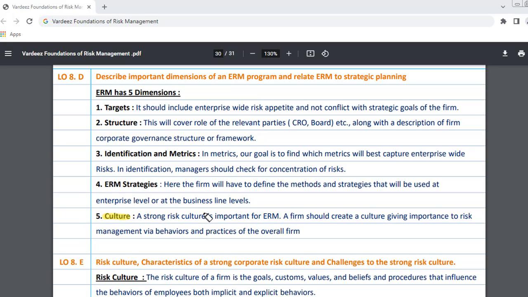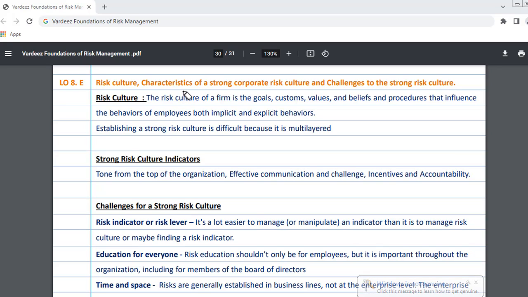A strong risk culture is very important for ERM. A firm should create a culture giving importance to risk management via the behaviors of the management, their decisions and practices of the overall firm. So culture is crucially important. All right, next learning objective: risk culture, characteristics of a strong corporate risk culture and challenges that we see in risk culture. Talking about risk culture, it's something that tells us a lot about the firm.